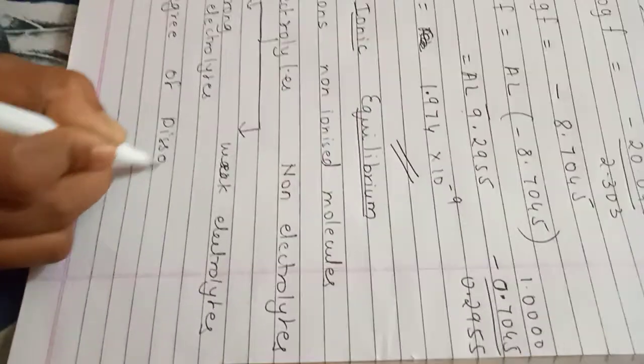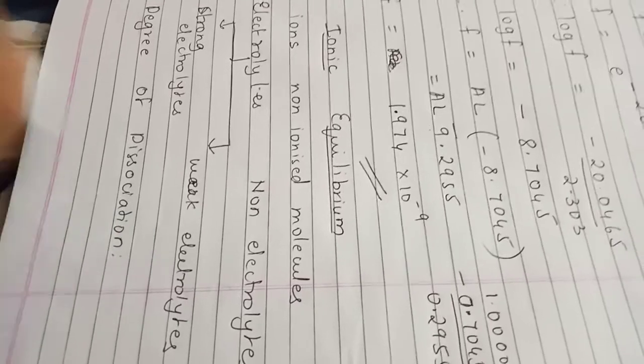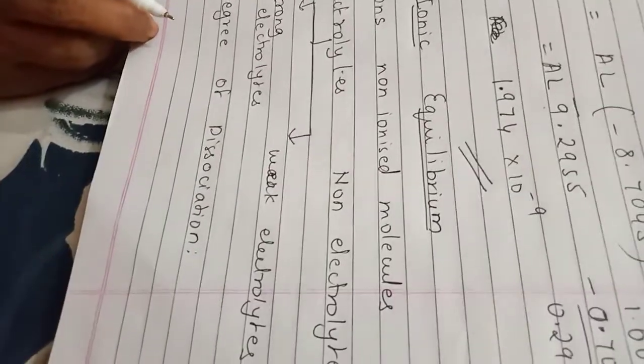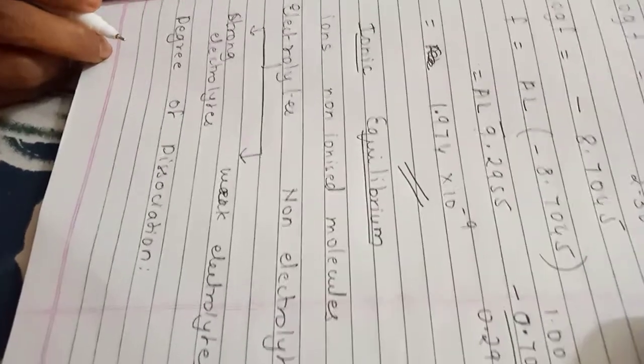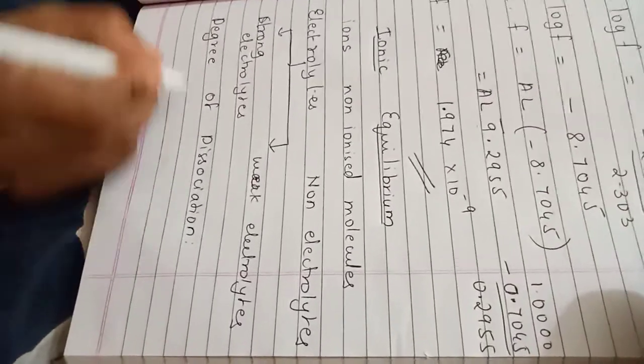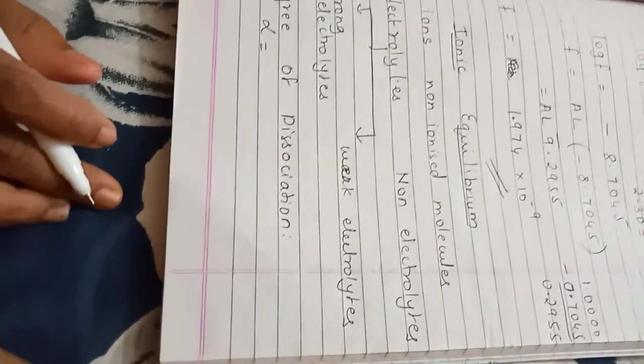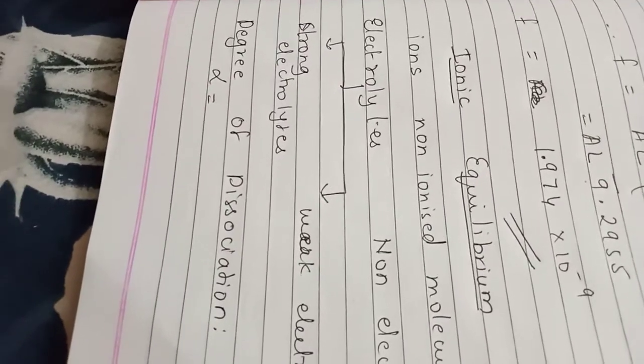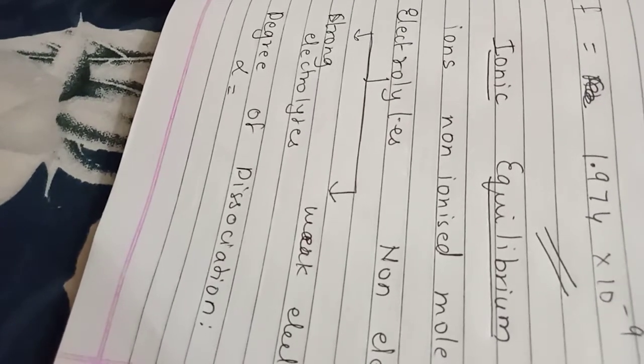Next, concentrate. Degree of dissociation of electrolyte, nothing to do with non-electrolytes. What is degree of dissociation of an electrolyte? It is denoted by the letter alpha. Degree of dissociation of electrolyte is the ratio of the number of moles of electrolyte that dissociate into ions to the total number of moles present in the solution.